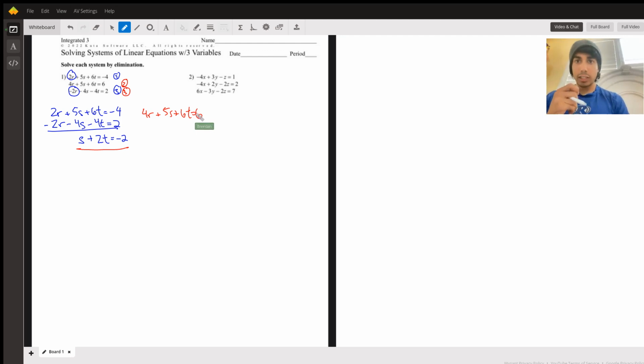And then on equation 3, notice, look again what we want to do. Remember, we eliminated r the first time, so we're going to eliminate r again. It doesn't matter which variable you pick to eliminate, as long as you do the same one both times, you'll be in good shape.